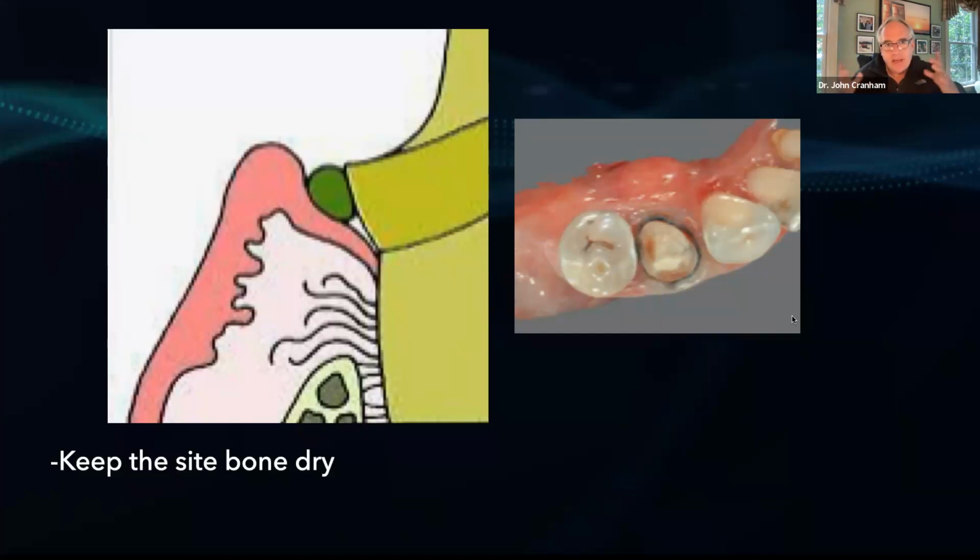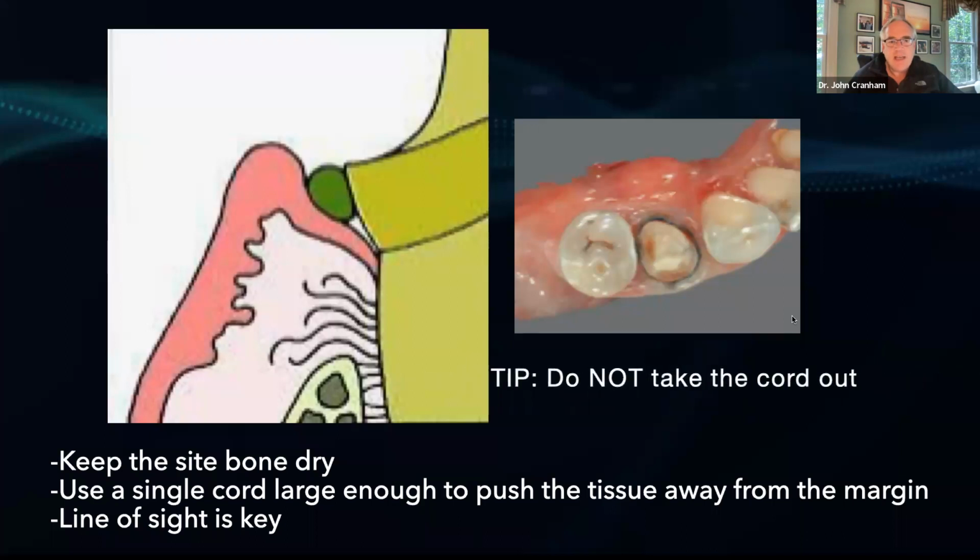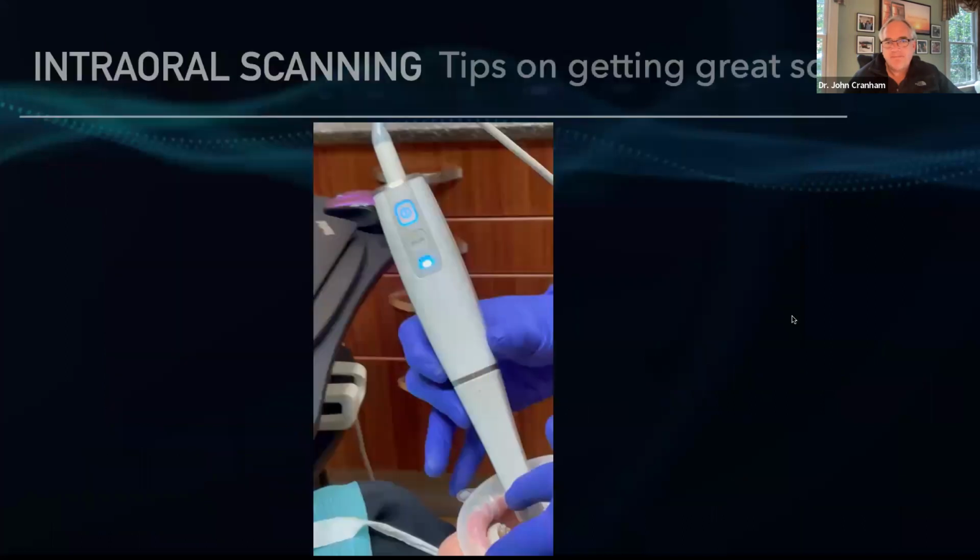And again, with the air, it's not allowing fluid to get on that margin, because the scanner can go right through the fluid, but it can create edges that aren't completely clear. Use a single cord large enough to push the tissue away from the margin. Line of sight is key. And again, don't take the cord out, just leave the cord in there.